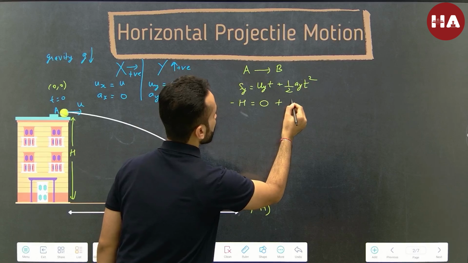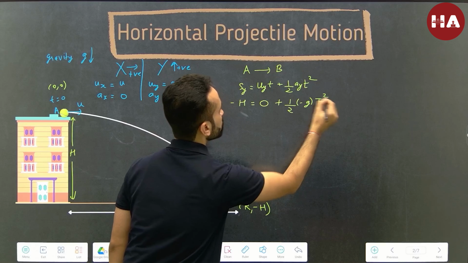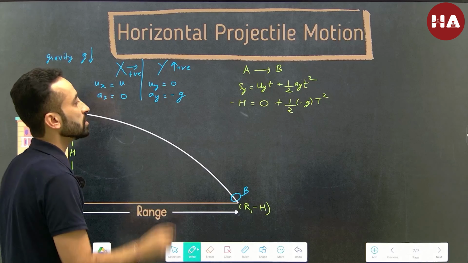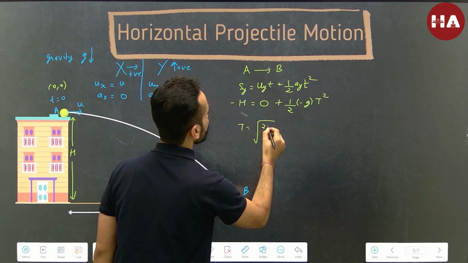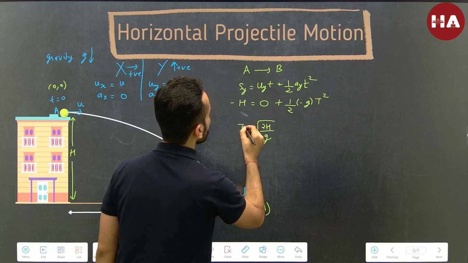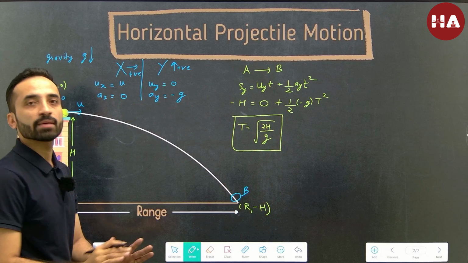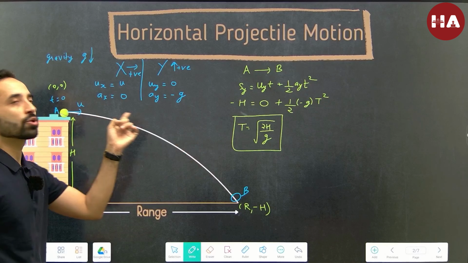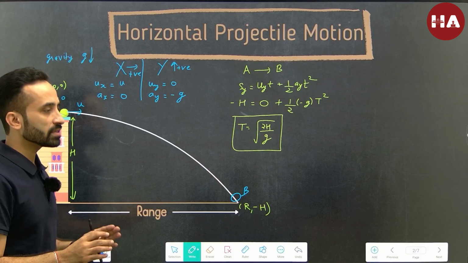What is ay? Ay is negative g, into t square. So I have just used the second equation of motion in the y direction. This gives me the value of time as under root of 2h by g. So this is the expression for the time of flight. Very clear, it does not depend on the starting velocity.